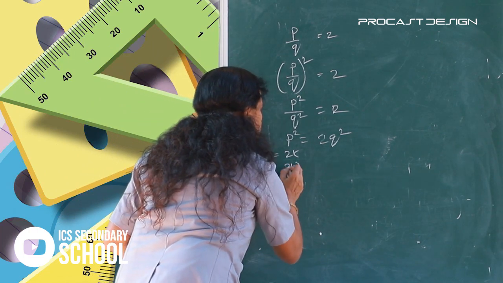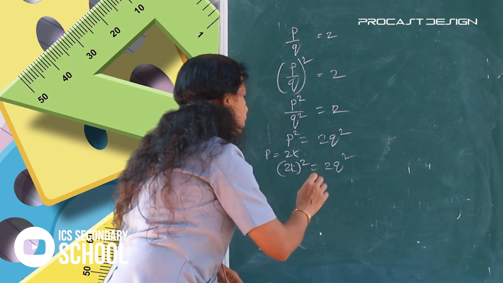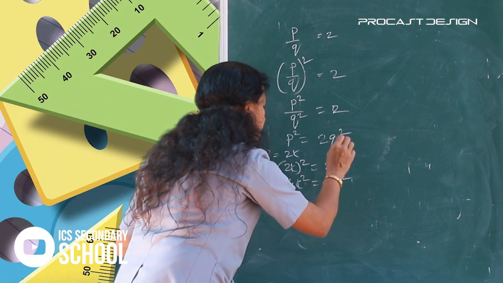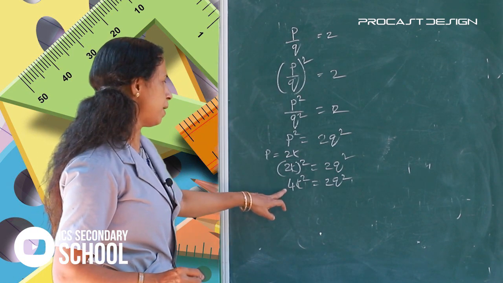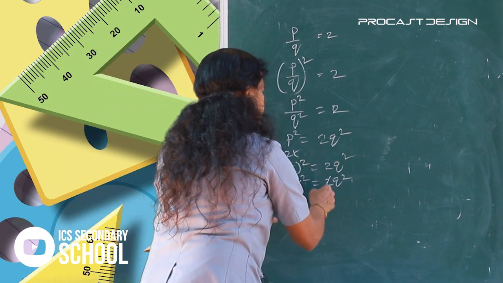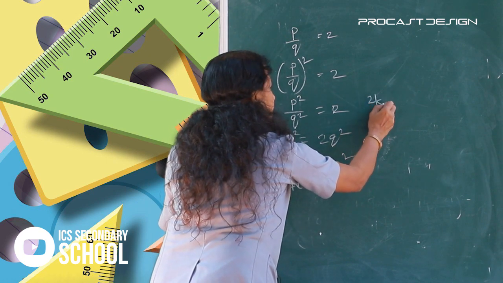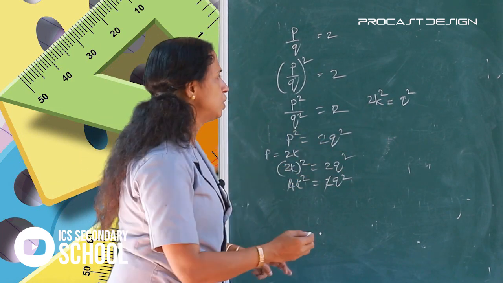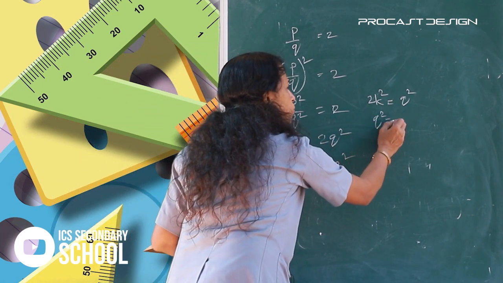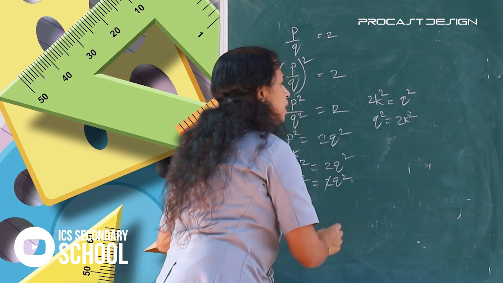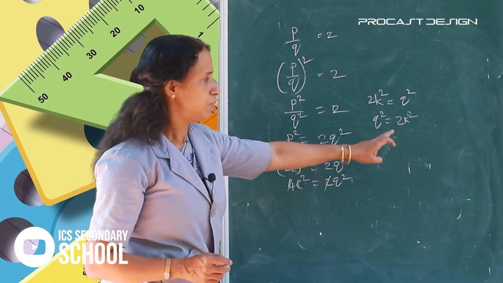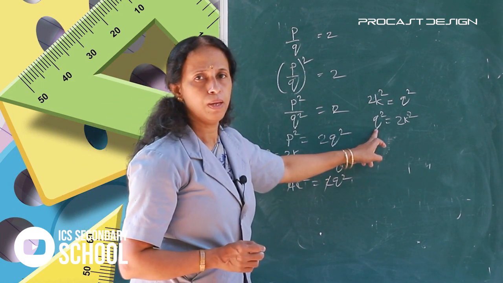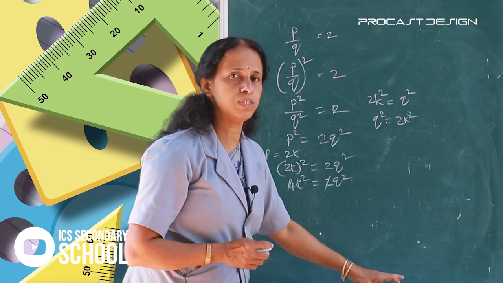Then (2k) square is equal to 2q square, so 4k square is equal to 2q square. Cancelling, we get 2k square is equal to q square. So q square is equal to 2k square, which is a multiple of 2. Therefore q square is even, so q is even.